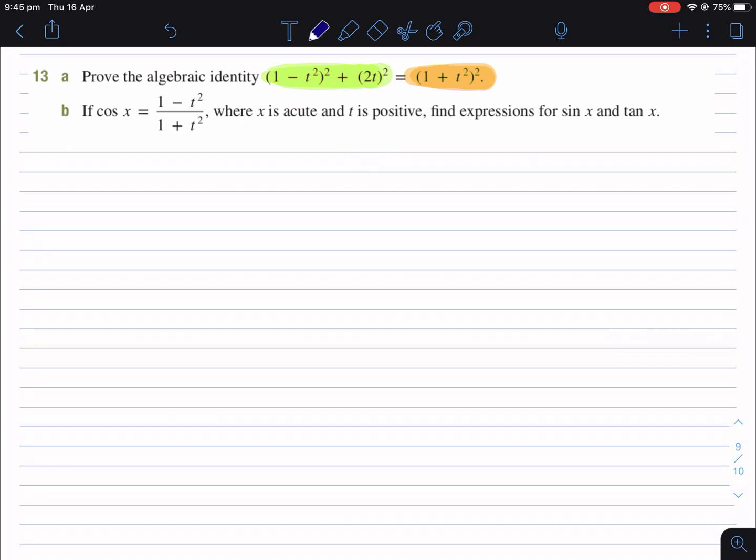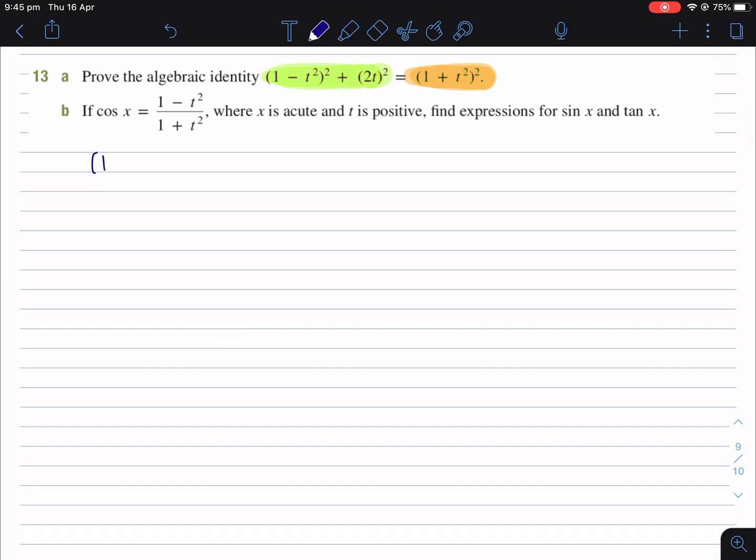There's two ways to set this out. You could literally write left-hand side, figure out what it comes to, right-hand side, figure out what it comes to, and then show that they're the same thing. But I personally like to set them out next to each other and just work my way down. I'll show you what that's like.